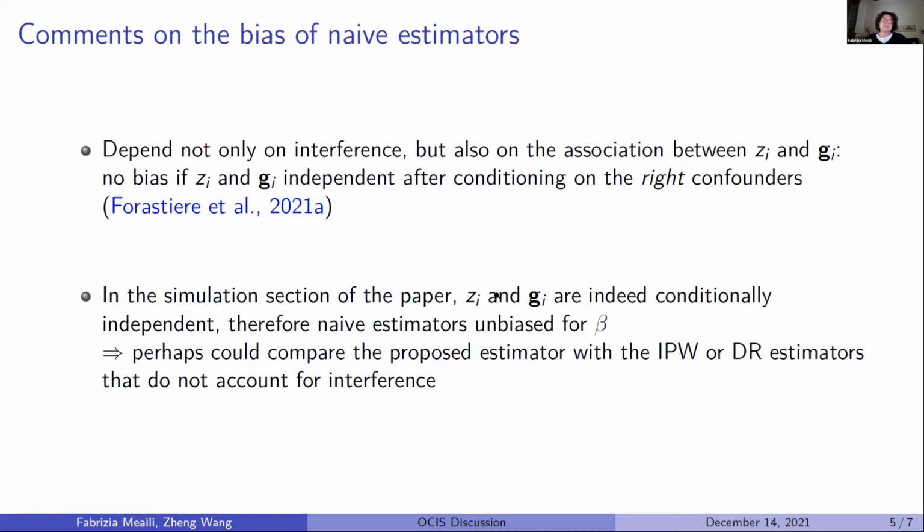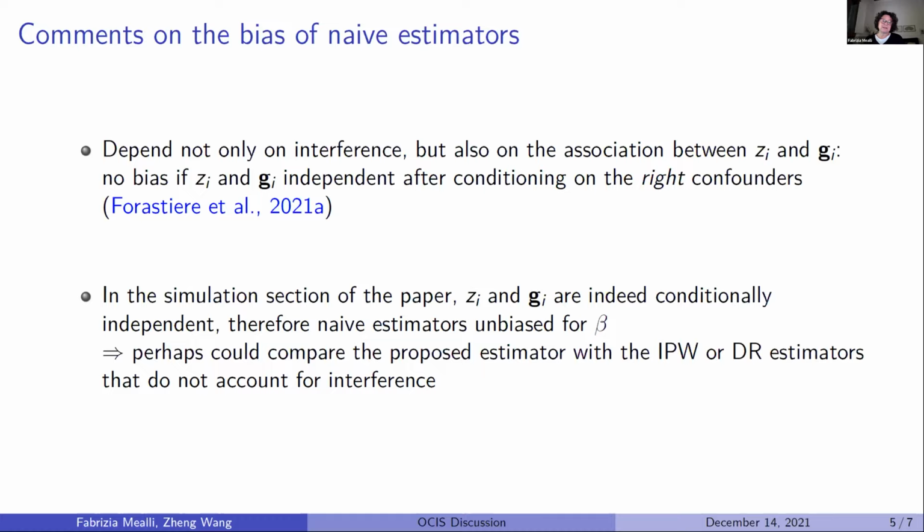Another comment I have regards the bias of the naive estimator, because essentially you discuss bias with respect to the degree of interference. But as we have shown, again, in the paper with Laura and Edo, bias depends also on the association between Z_i and G_i, namely the individual and the neighborhood treatment. And the naive estimator is unbiased for beta, or namely in our paper for tau, if Z_i and G_i are independent after conditioning on the right confounders, and if these confounders are adjusted for in the naive estimator.